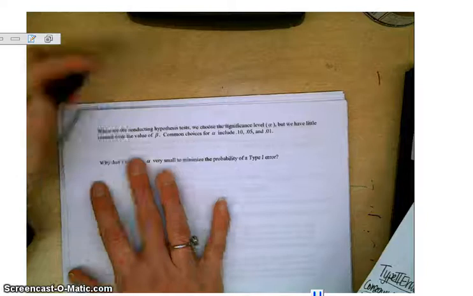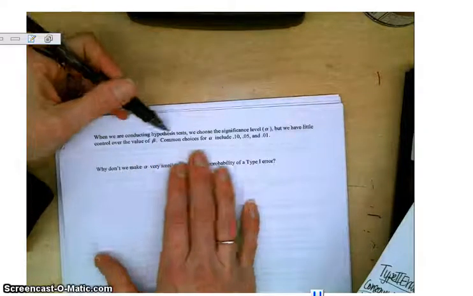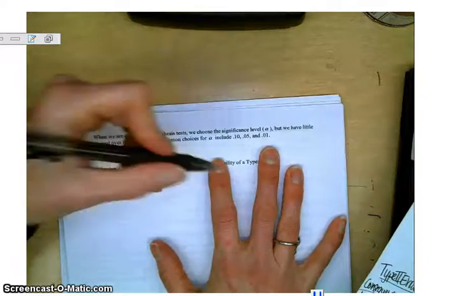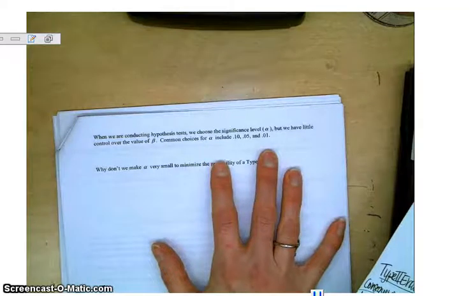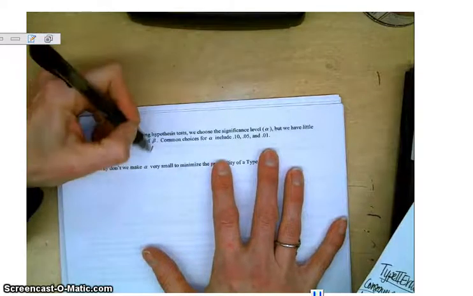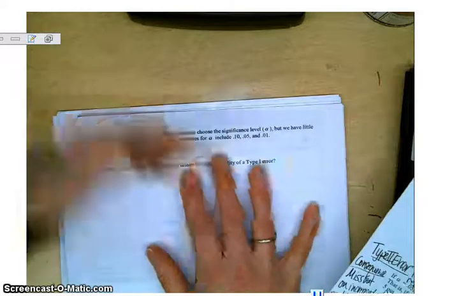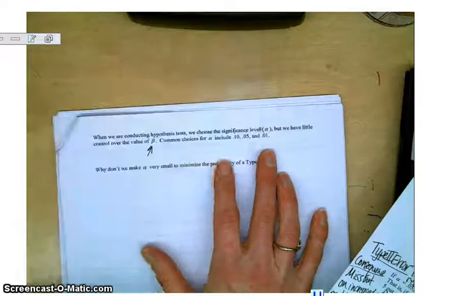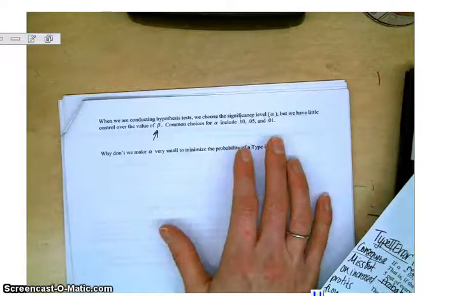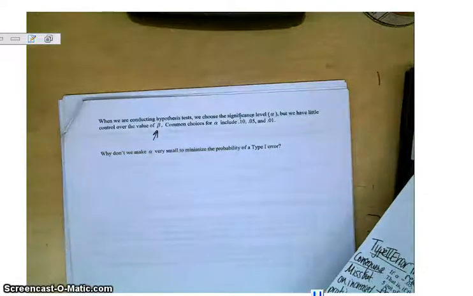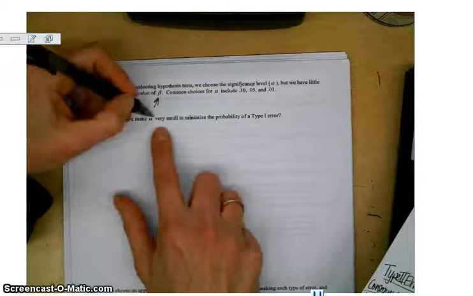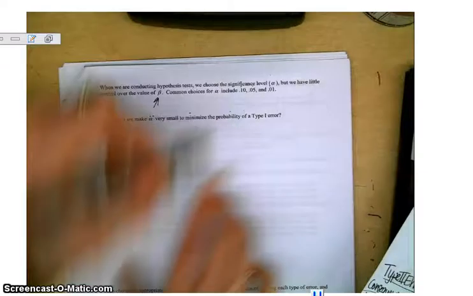When we're conducting a hypothesis test, we choose the significance level alpha. So you get to pick that. In other words, you pick the probability of a type 1 error. So you really don't have a lot of control over beta. And the common choices for alpha are 10%, 5%, 1%. Sometimes, well, we'll talk about that down here, so we don't need to worry about it now.